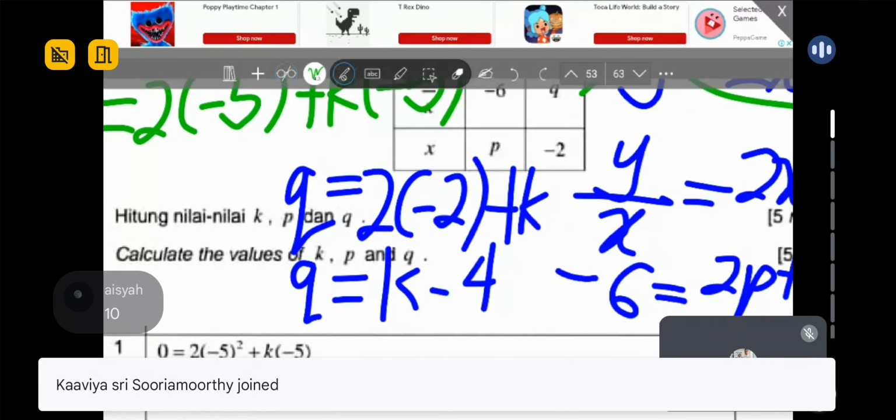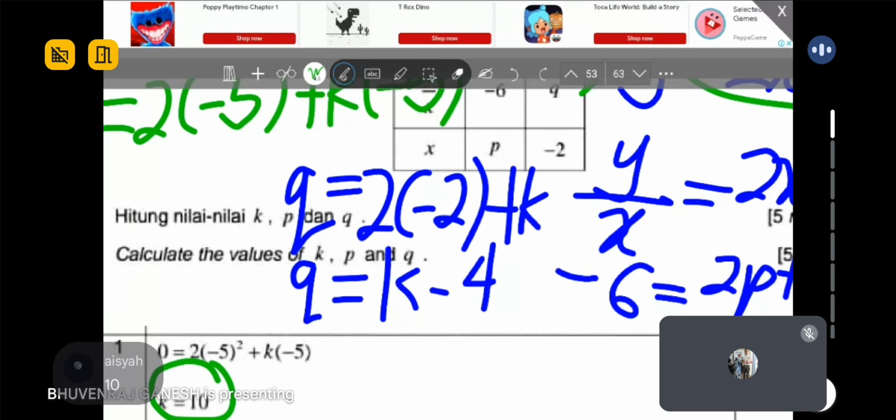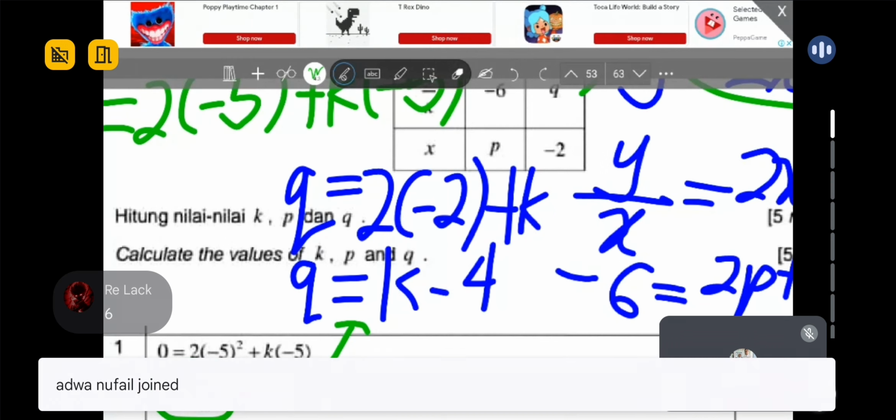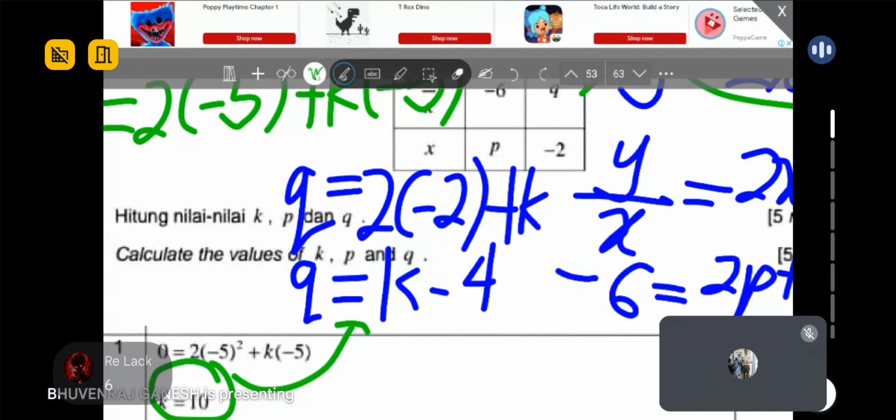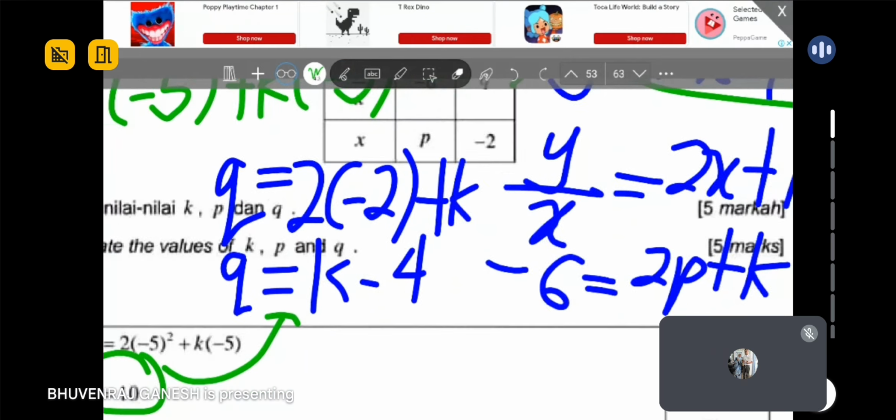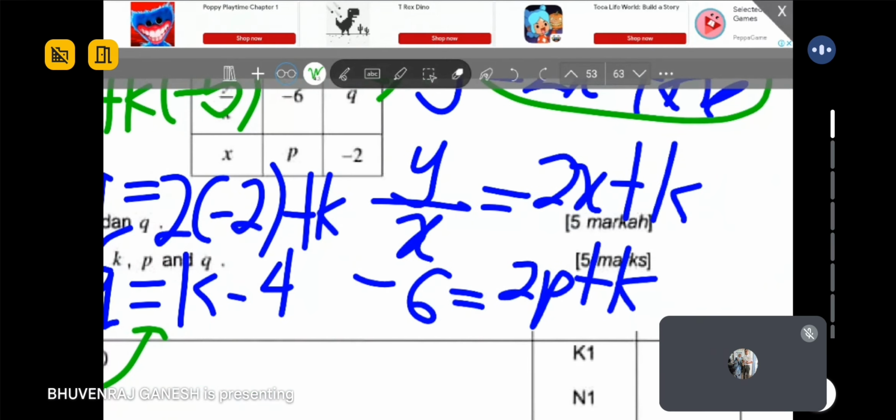Okay, so guys, now you tell me K equal to 10. So apa nilai Q kamu? What is your Q value? Berdasarkan persamaan ni, you can substitute. So what do you get? Yes, KQ equal to 6 lah. KQ sama dengan 6. And then, how about P?